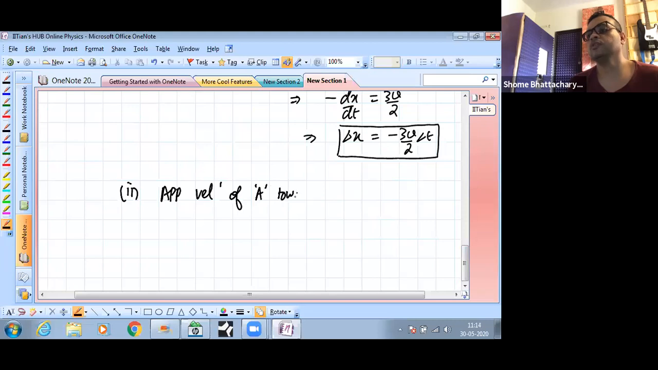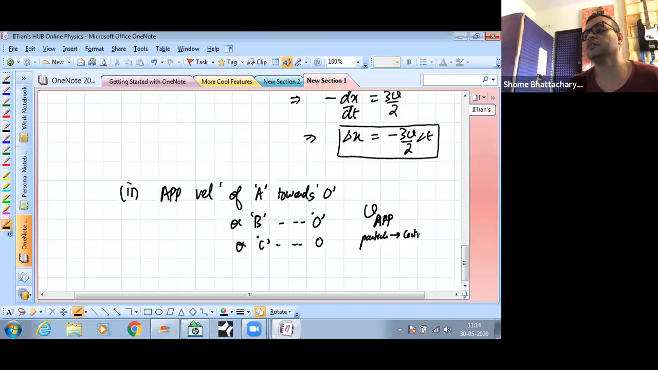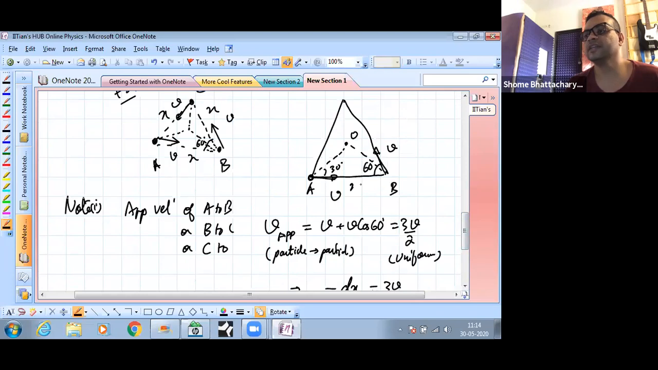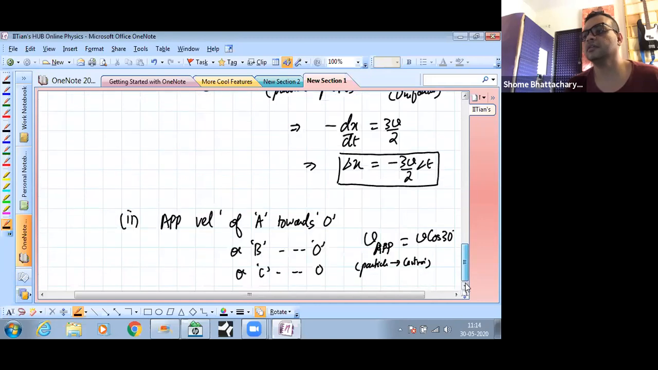of A towards the fixed centroid, or B towards the fixed centroid, or C towards the fixed centroid, that approach velocity is also a fixed quantity. The approach velocity of a particle towards the centroid is always equal to V cos 30. So now you can see the distance from the centroid, if this is x, it will be how much at any point of time?